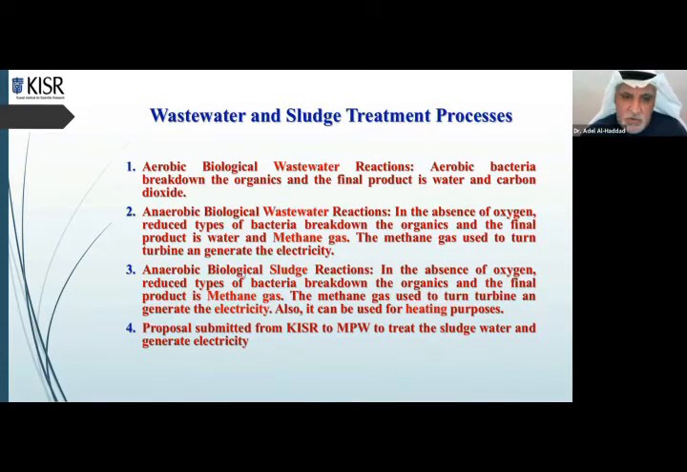The sludge also has anaerobic reaction. There are two types of sludge, solid sludge and wet sludge. Usually most of the sludge, around 98%, is water. So anaerobic reaction of the wet sludge will also produce methane. This methane will also turn turbines and generate electricity. It can be used for heating, lighting, and a lot of purposes.